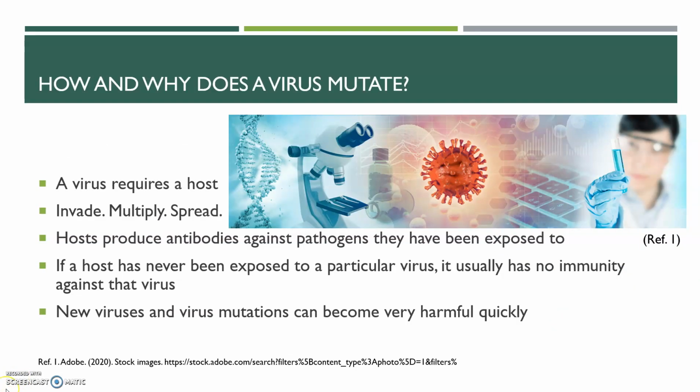Now we're going to dive straight into the question, how and why does a virus mutate? Viruses aren't technically living. That means that they require a host organism in order to reproduce. Whenever a virus becomes active, they have three main goals. Number one is to invade, two is to multiply, and three is to spread. Whenever a virus needs to invade a host, they need to overcome or pass their immune system.